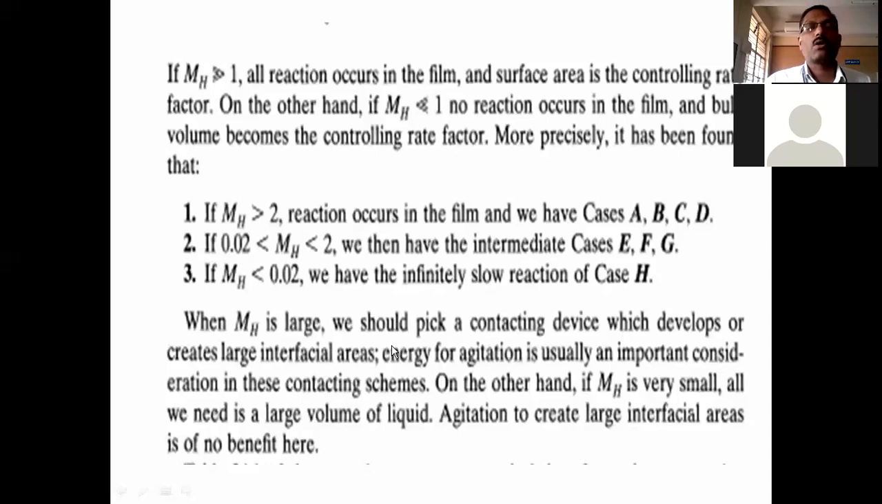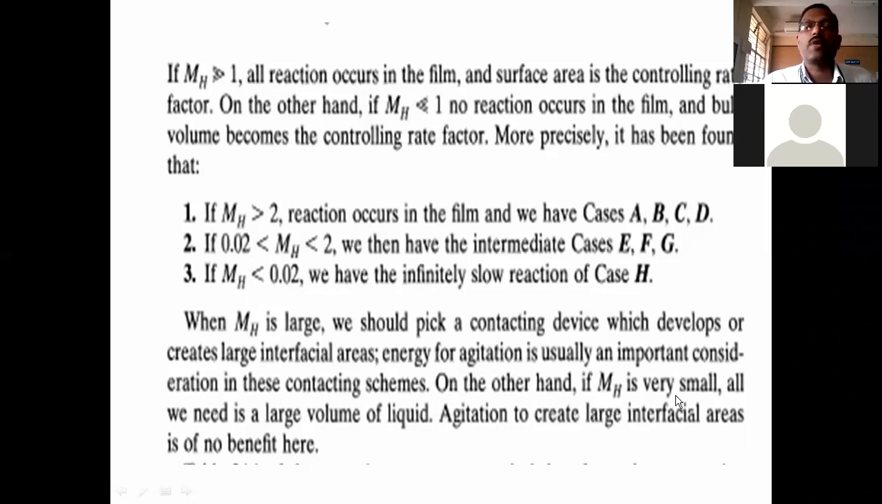If MH is large, we should pick a contacting device which creates a large interfacial area, because for a large film conversion parameter the reaction occurs in the film, so the controlling factor is only the surface area. If the interfacial area is large, then the rate of reaction will be higher. Energy for agitation is usually an important consideration in this contacting scheme. So the contacting device should be picked for large interfacial area.